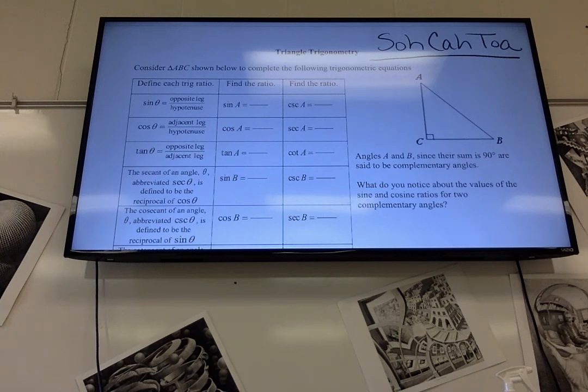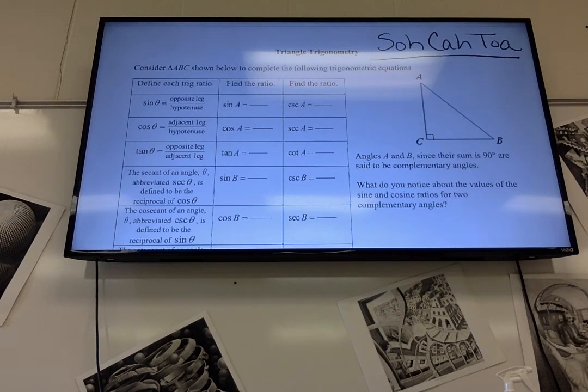the big S, of course, stands for sine. O stands for opposite. H stands for hypotenuse. C is cosine. A is adjacent. Again, H is hypotenuse. And T, the big T, is tangent.